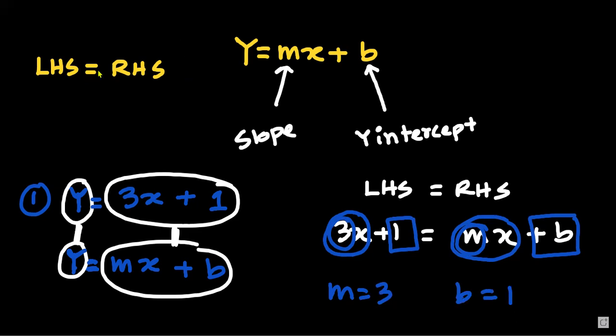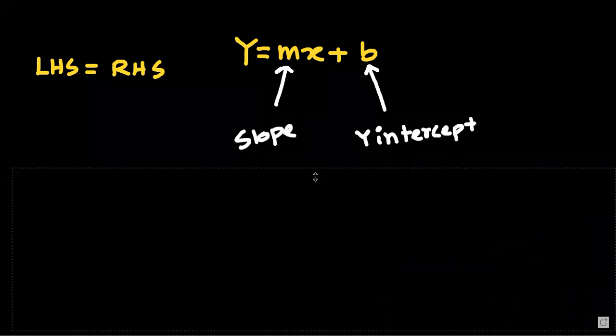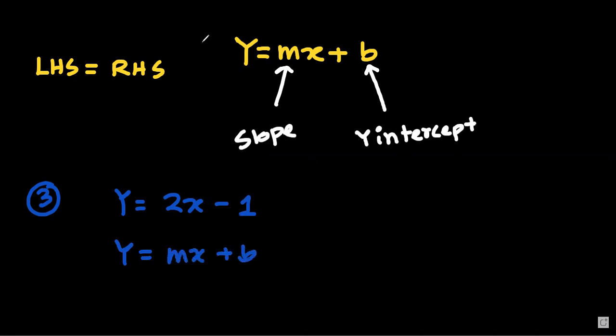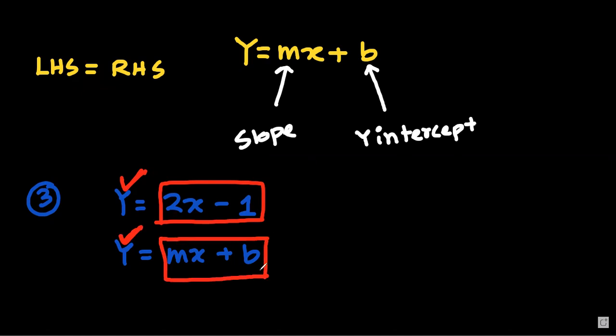Let us take another example. Third, y equals 2x minus 1. If you compare y equals mx plus b with this given equation, you can see y value is 2x minus 1, right? Again, y value is also mx plus b, right? So both are values of y, correct? So of course, y equals y, and y value is 2x minus 1, which is equal to mx plus b.